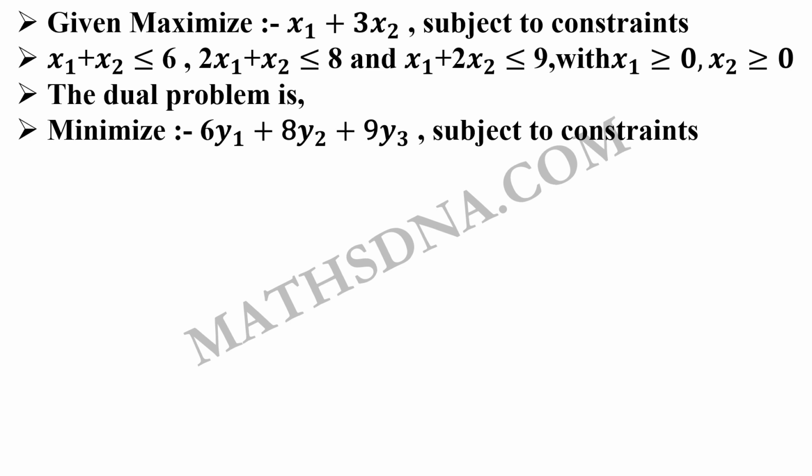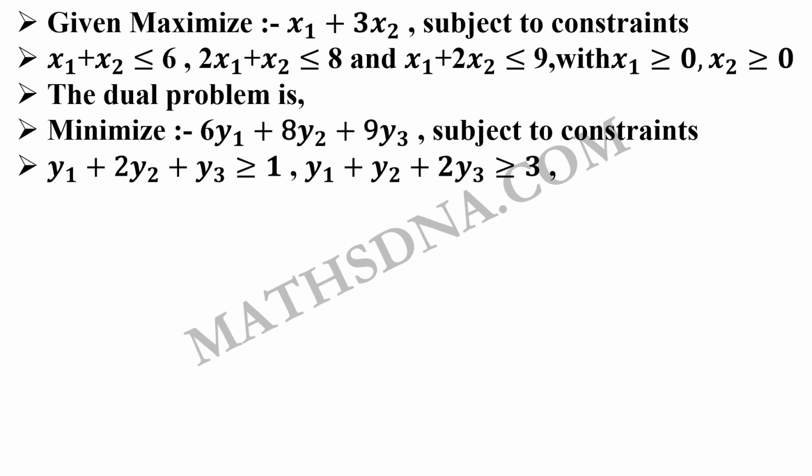The numbers given in the less than equals to inequalities form the constraints. The first will be y1 plus 2y2 plus y3, that is, you multiply y1, y2, y3 with the first, second and third equation and then take the coefficients of x1, that is 1, 2, 1, and that will be greater than equals to the coefficient of x1 in our given question, that is, maximize x1 is having coefficient 1. So y1 plus 2y2 plus y3 will be greater than equals to 1.